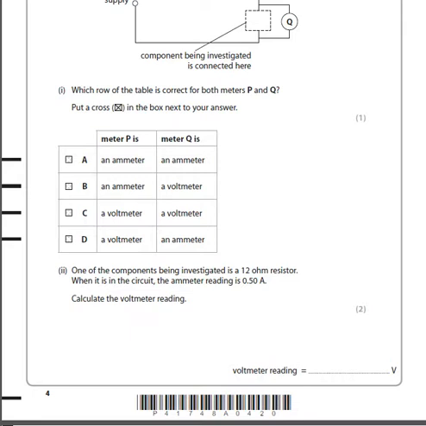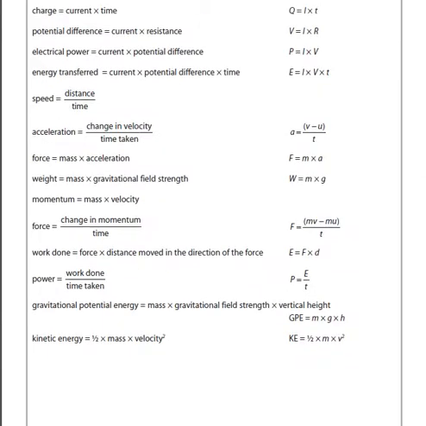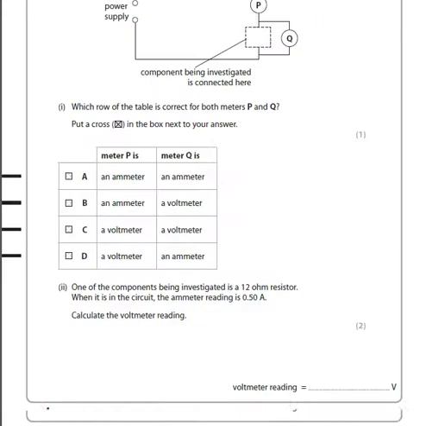So it now says one of the components being investigated is a 12 ohm resistor. When it is in the circuit, the ammeter reading is 0.5 amps. Calculate the voltmeter reading. Well, we're going to need an equation for this, so let's go and have a look at what we're given at the start of this paper. So here we are, we have the formula sheet here, and we can see the potential difference equals the current times resistance, or V equals I times R. So let's remember that, V equals I times R, and go down to the question.